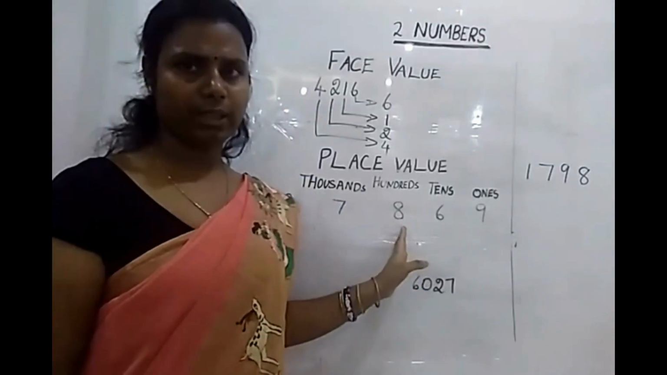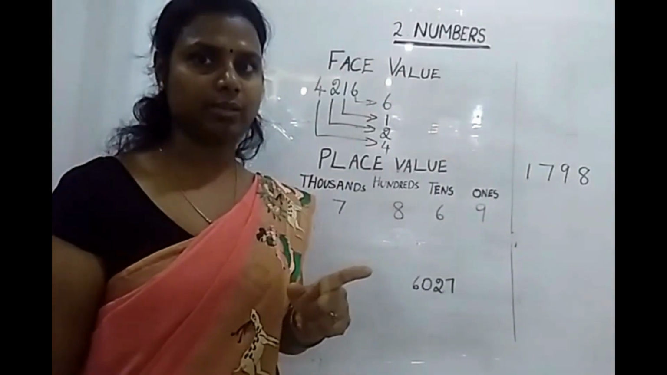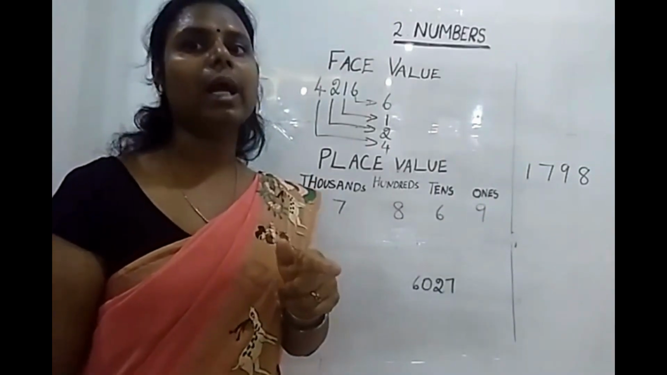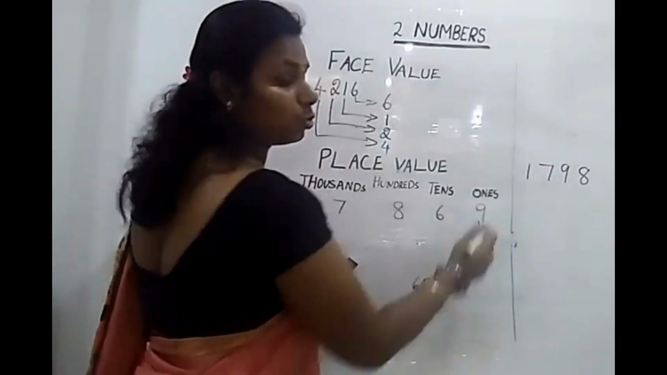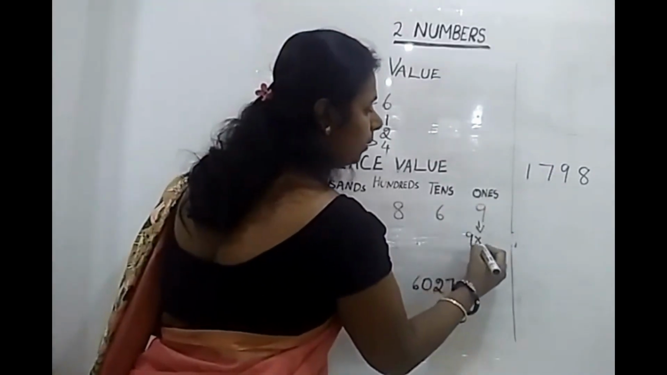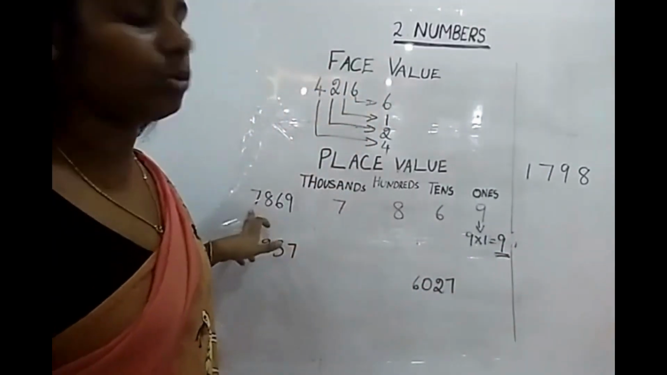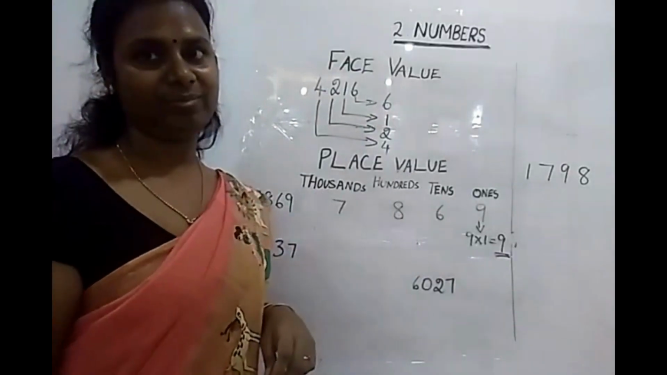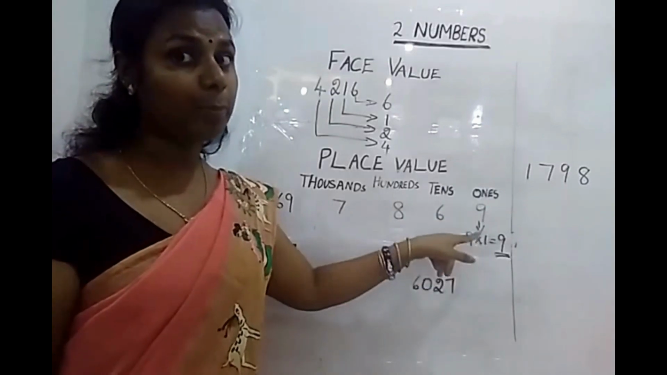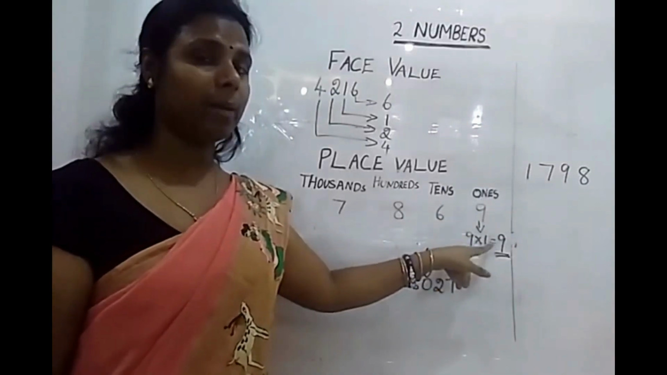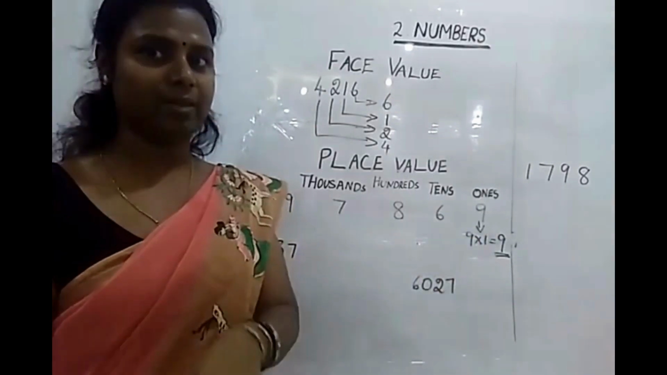So, now the numbers are there. How to find the place value? That digit multiplied with that place. Okay. Now, the digit is 9. The place is ones. So, 9 multiplied by 1 is equal to 9, is the place value of 9 in 7,869. Understood? I have written the number and the place. 9 multiplied by 1 is equal to 9. So, the place value of 9 is 9.